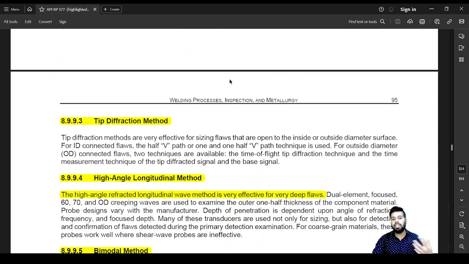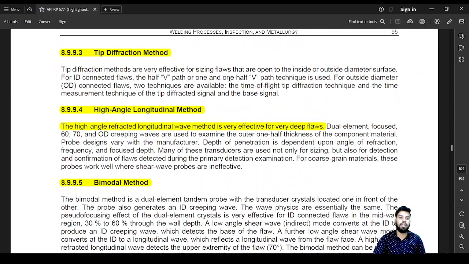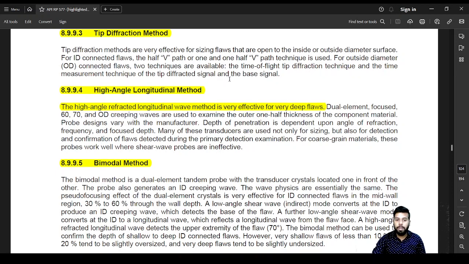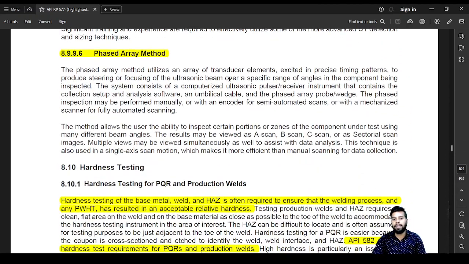Not generally used, these are very typical methods, but this being a recommended practice, it will tell you about everything. Tip diffraction method can also be used. High angle amplitude method can also be used. Bimodal method can also be used for identifying the size of the discontinuity. Phased array methods where you are using phased array systems can also be used.